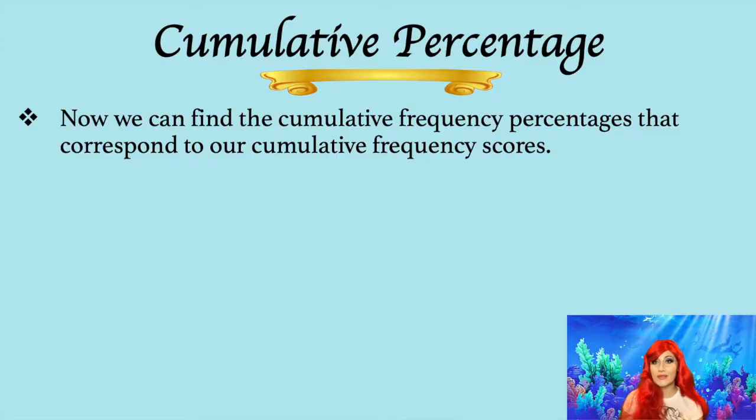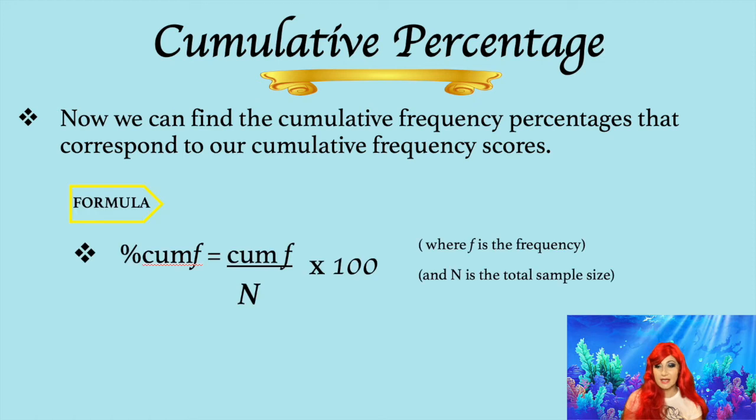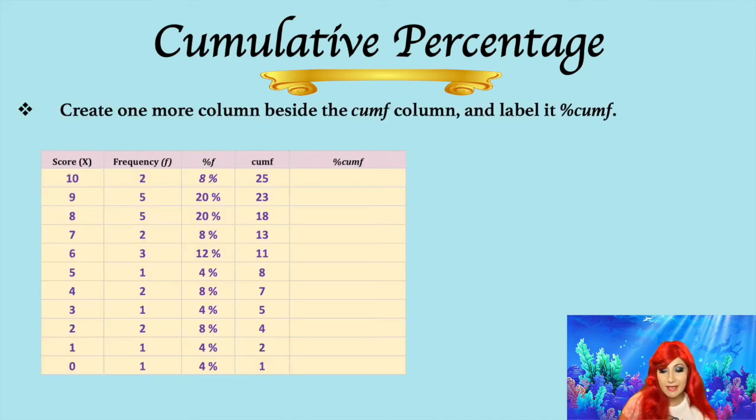So remember you had that CumF column that we recently calculated together? We're now going to use that number and put it into the numerator, divide it by 25, and multiply by 100 once again. So now that you have your percent frequency column, you can go ahead and put that cumulative frequency column right beside it, and you need one last column called percent CumF.